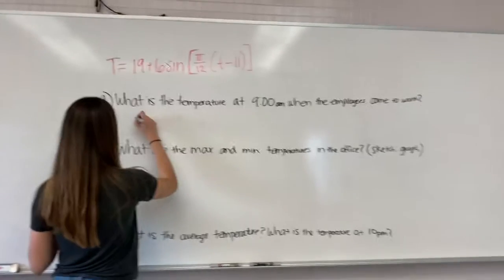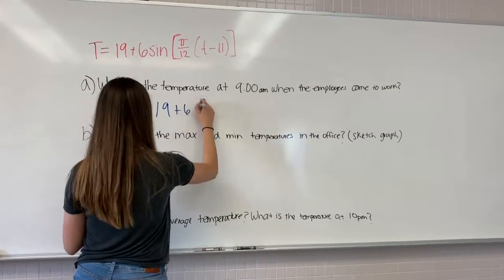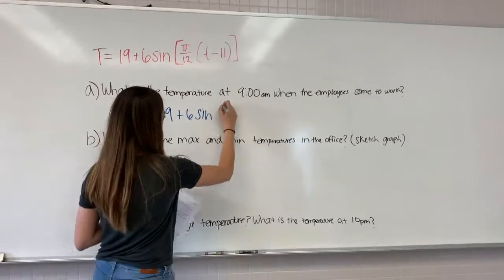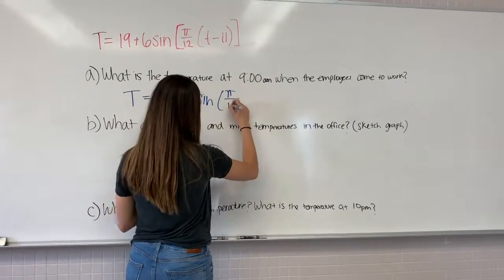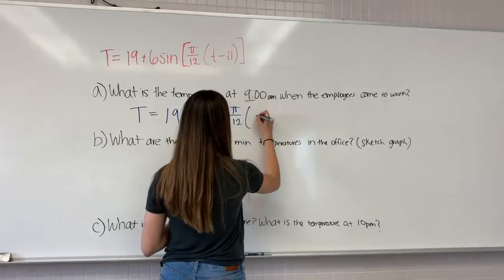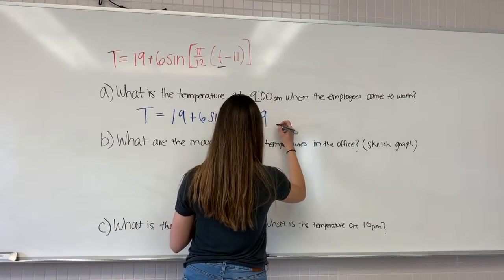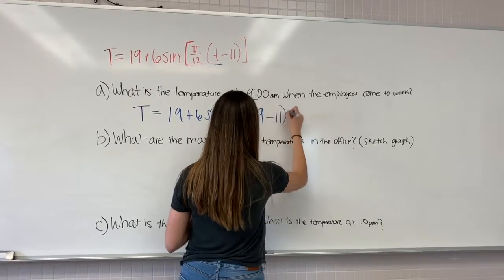So for the first part of the problem, they're asking us what is the temperature at 9 a.m. We know that the lowercase t stands for the temperature. So we first rewrite the equation, replace the 9 a.m. inside the t, the lowercase t. We rewrite the equation in the calculator, and the answer should get 16 degrees Celsius.